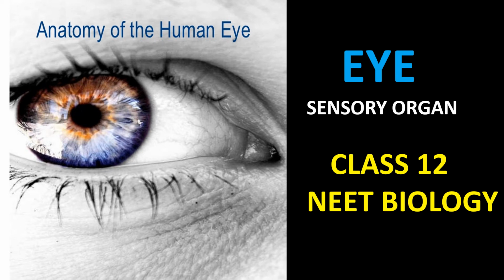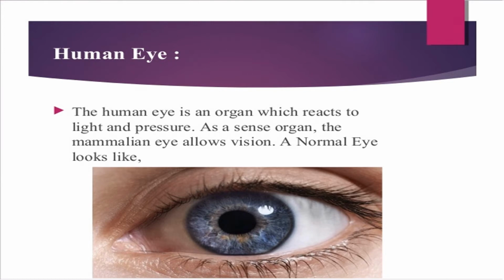Sensory organ eye. The human eye is a sensory organ which reacts to light and pressure. The eye is located in the sockets of the skull, which are called orbits.